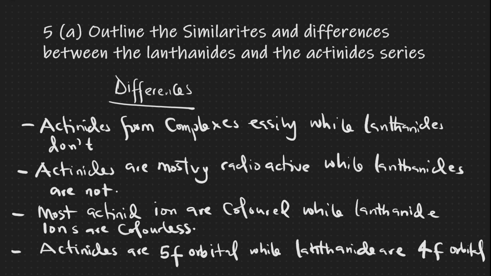So these are basically the differences between lanthanides and the actinides. There are a lot of differences. One thing you should know is that the actinides form complexes easily while the lanthanides don't form complexes easily. The actinides are mostly radioactive while the lanthanides are mostly not. Most actinide ions are colored while the lanthanide ions are colorless. Then the actinides are the 5f orbital elements while the lanthanides are the 4f orbital elements. So that's the difference.